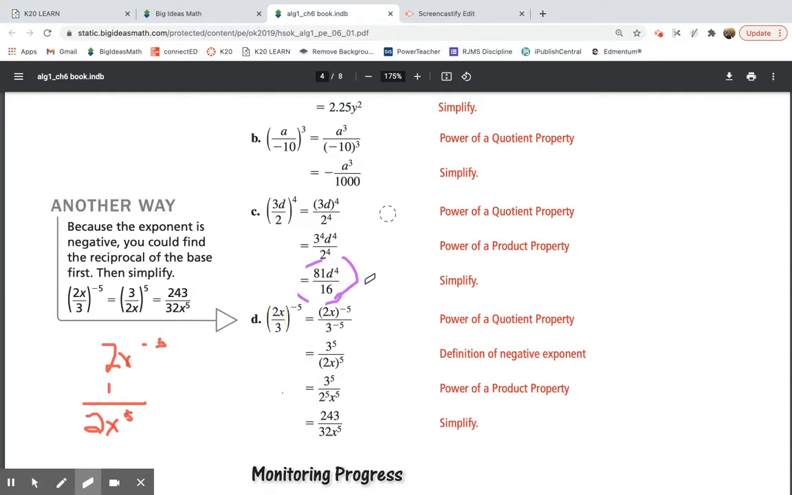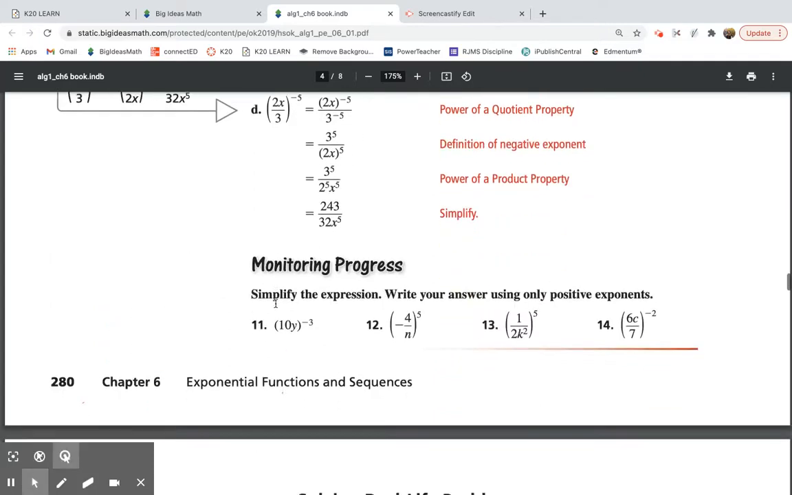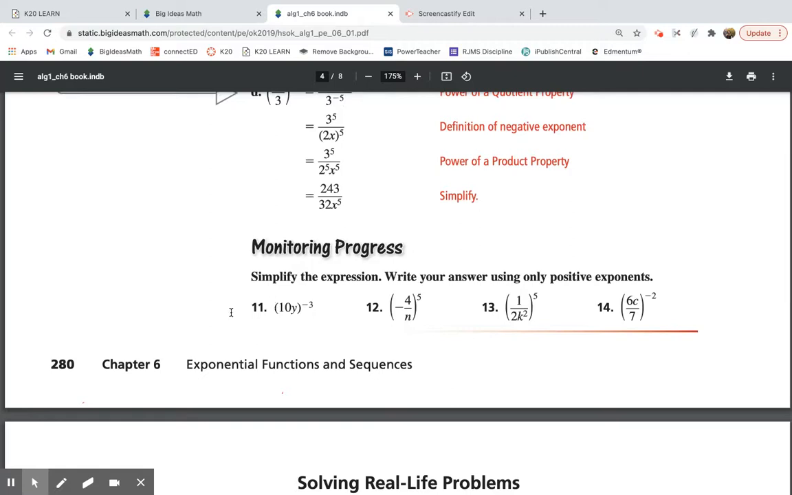Okay, let me erase this so you can see the problems. I want you to try 11, 13, and we'll go ahead and do 14 too. So you just don't have to do number 12. So 11, 13, and 14. Pause the video, try those, and then I will go over it with you. I know these are complicated, so take your time, try your best, and then I'll go over it with you.